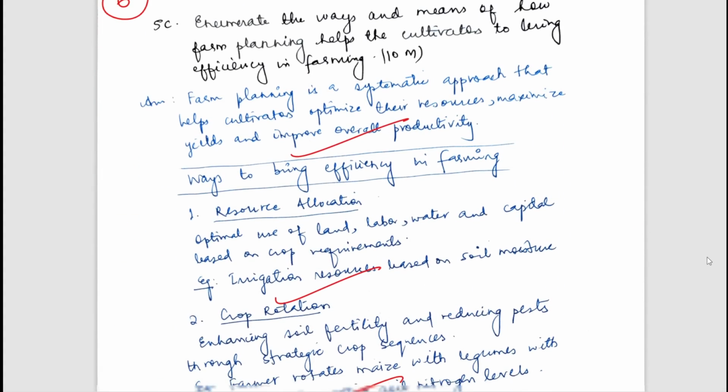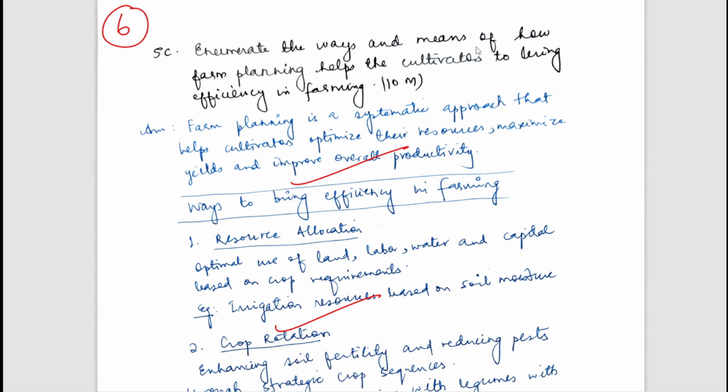And the next question is enumerate the ways and means of how farm planning helps the cultivators and brings efficiency in farming. So how farm planning can help the cultivators in bringing efficiency in farming.